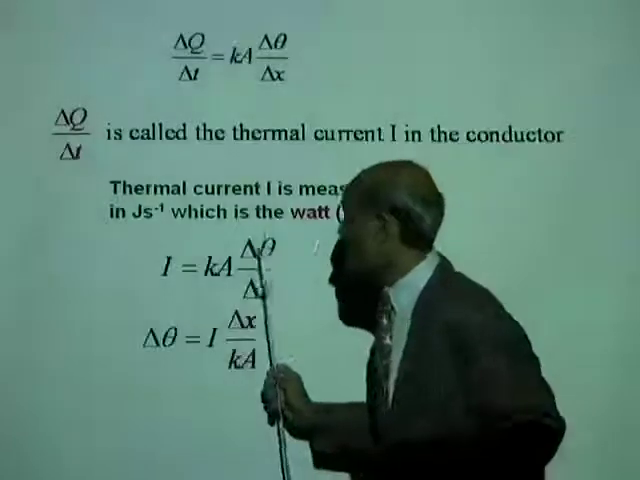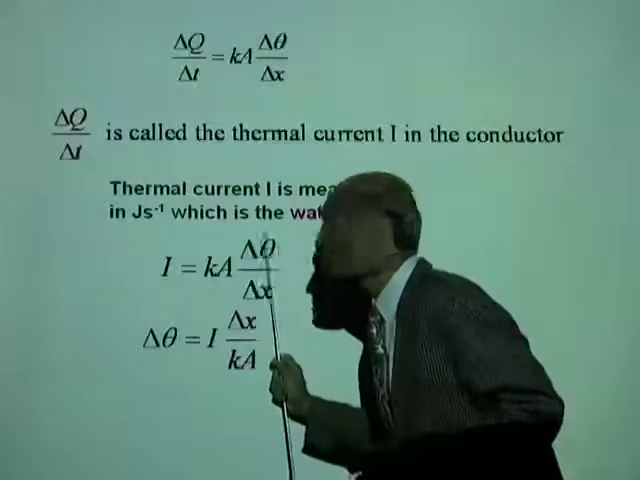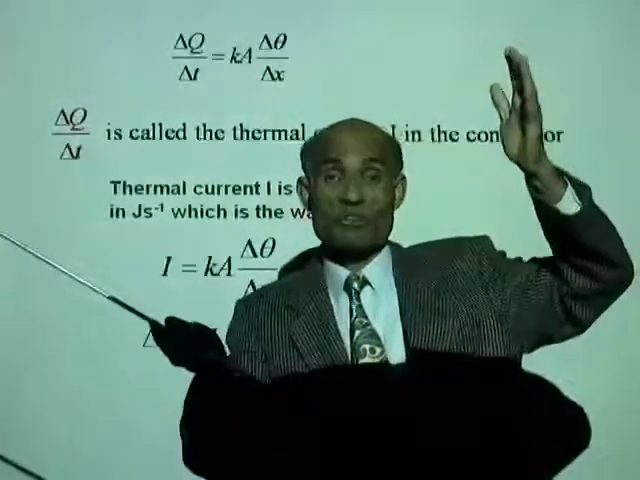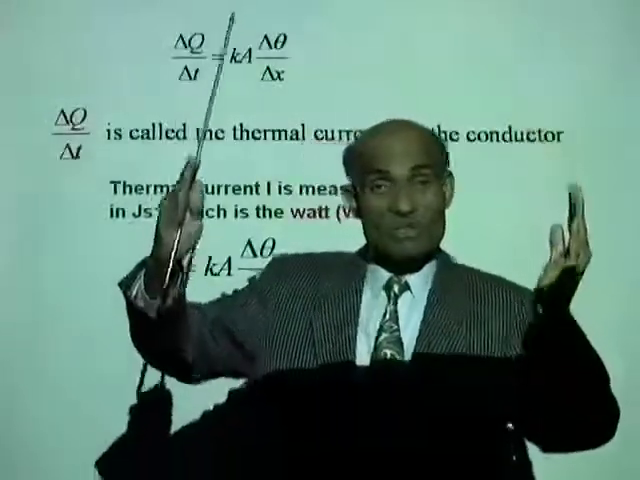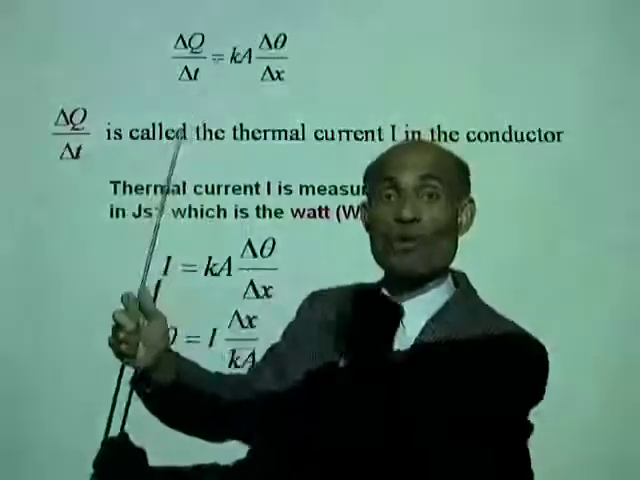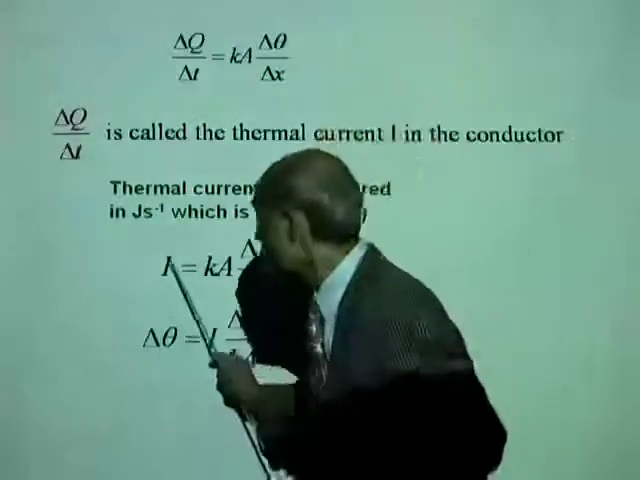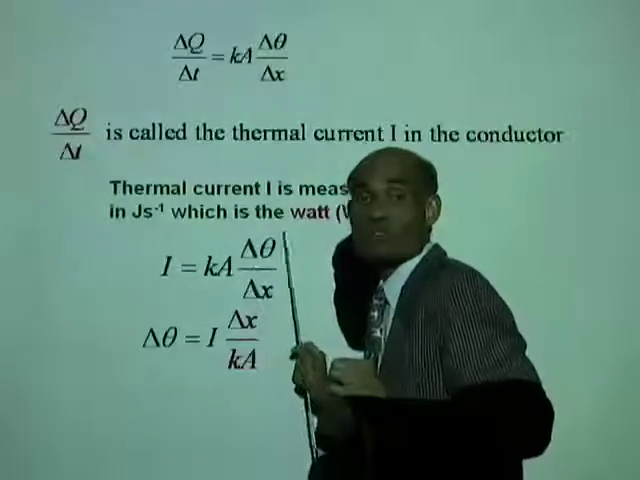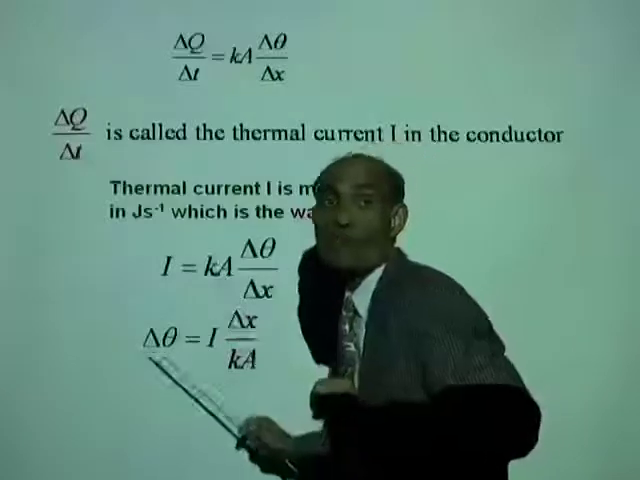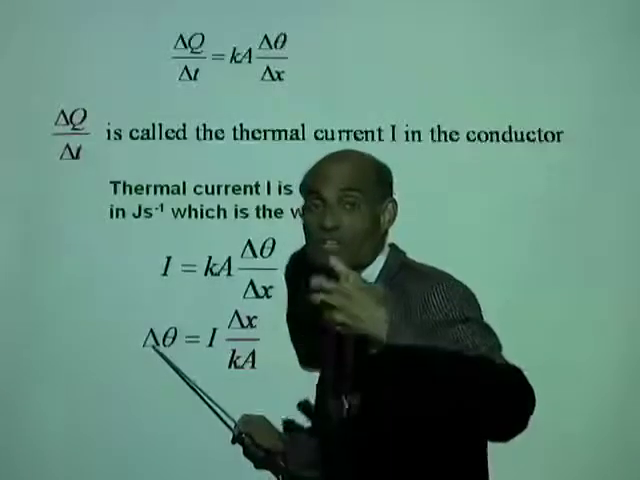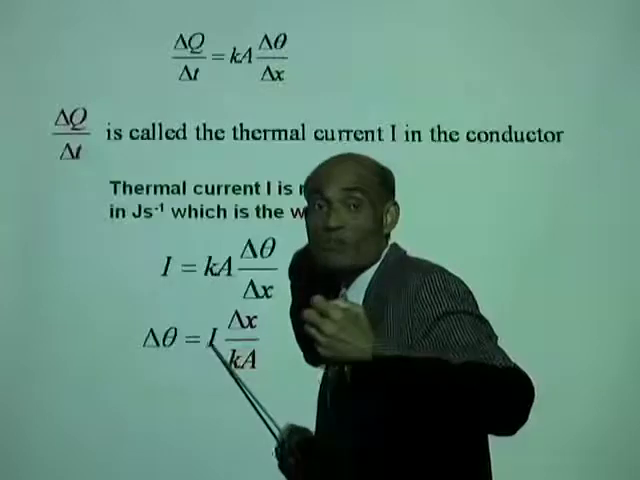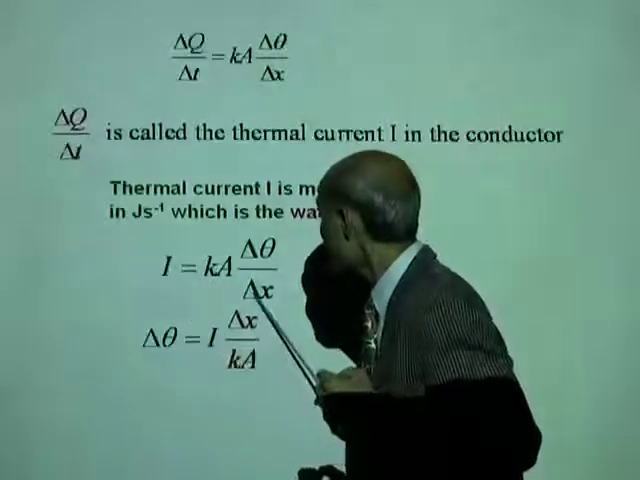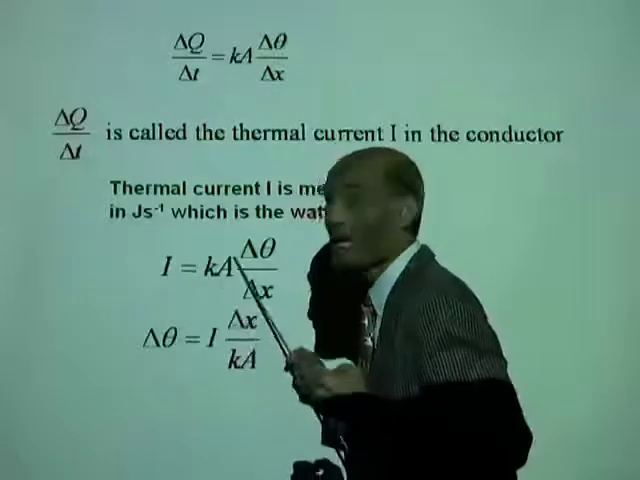Okay. Now that means I can now write an equation for delta theta. What does delta theta stand for? The temperature difference. Now remember, it is the temperature difference that makes it possible for the heat to flow. The thermal current exists because of the temperature difference. So let's write an equation for that temperature difference. It is the temperature difference that makes the current possible. Delta theta equal to I times delta x divided by Ka.